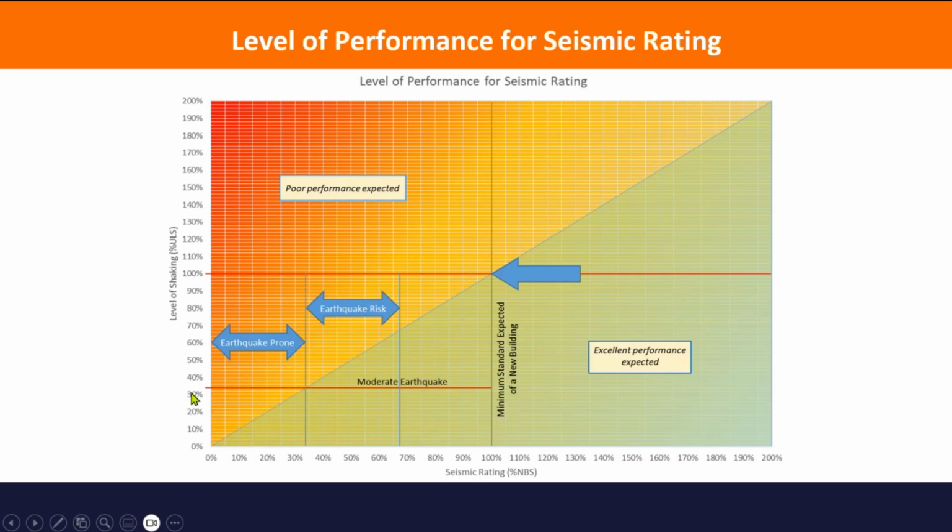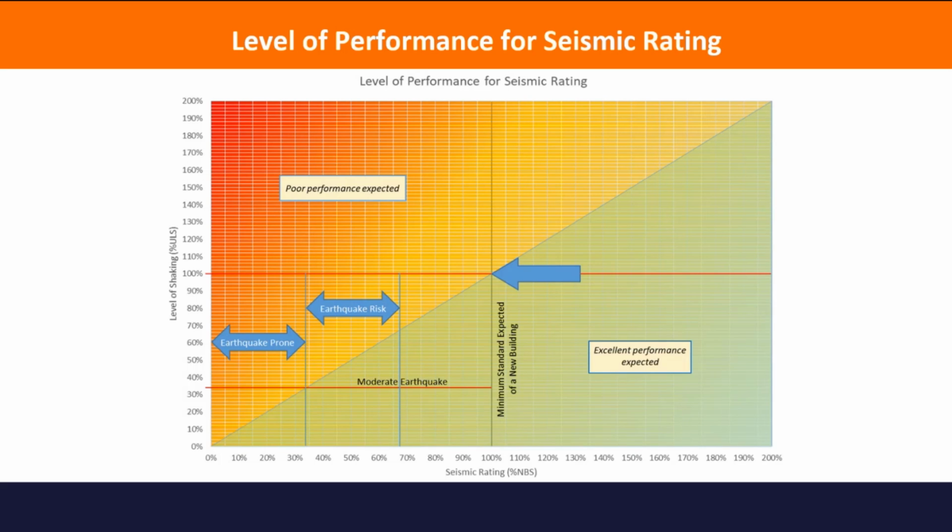And anything above a moderate earthquake, that's about a third as strong as a design level event, then you're probably going to be in trouble. In between times, you've got this thing called an earthquake risk building. Legally, you only need to improve your building to be bigger than 34% NBS. To me, that's nuts, but that's what the law says, and that's what the council and territorial authorities will require. You just need to be out of that zone.